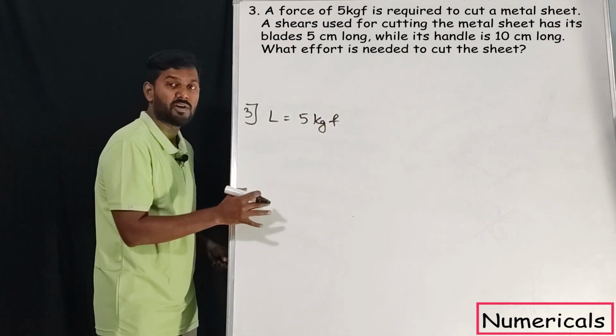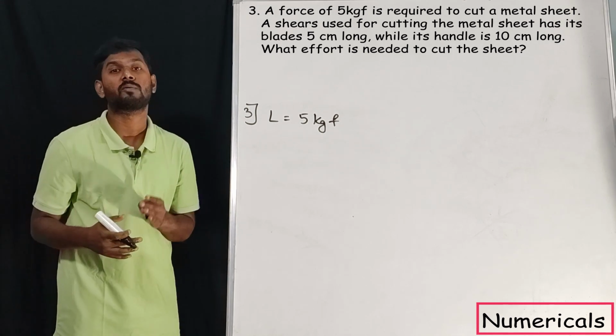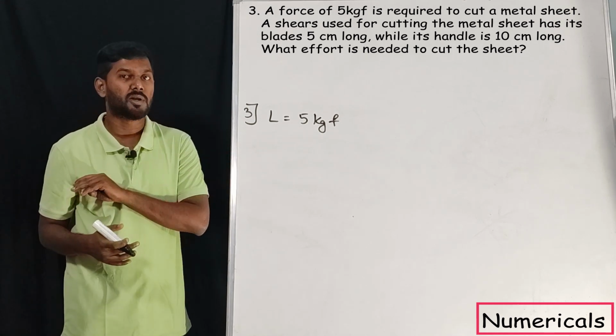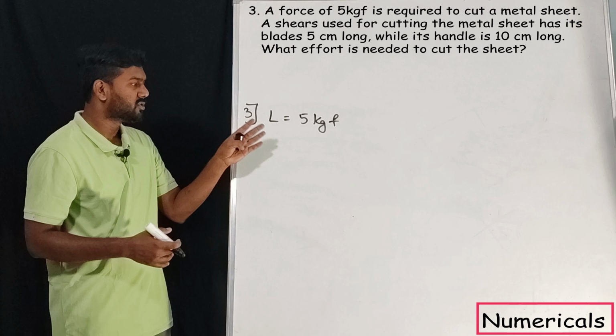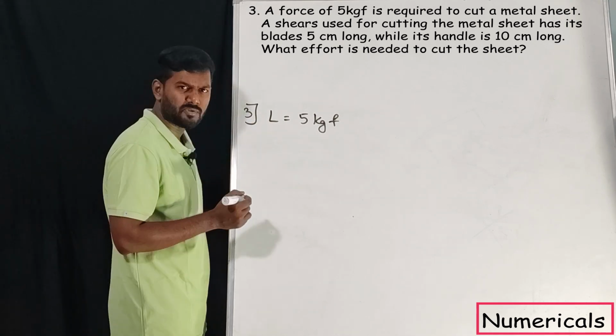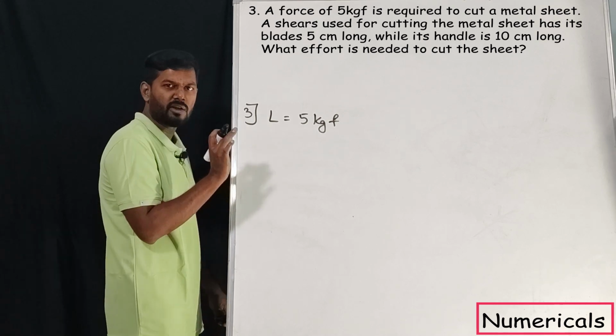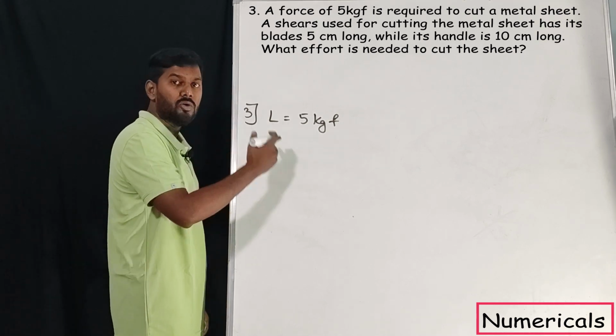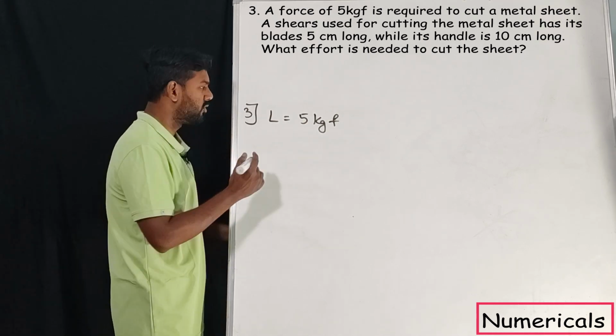See, based on the given data, we are going to apply the formula. We have two different formulas for mechanical advantage, correct? So one of those formulas we are going to use. Okay, listen. Load is 5 kgf. You have a confusion, I know, why we have taken load as 5 kgf. I will explain, don't worry.